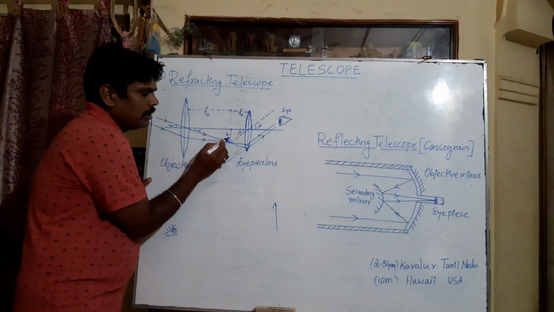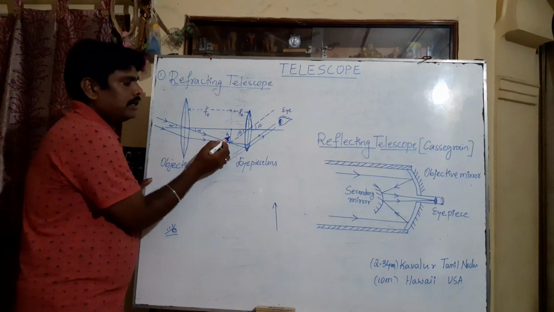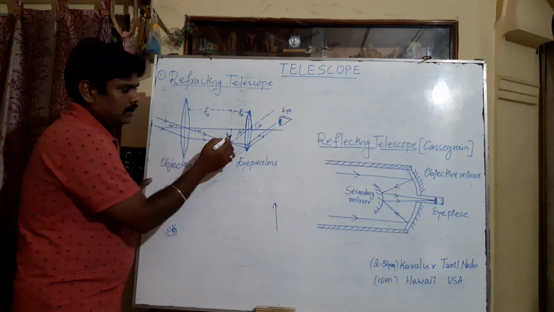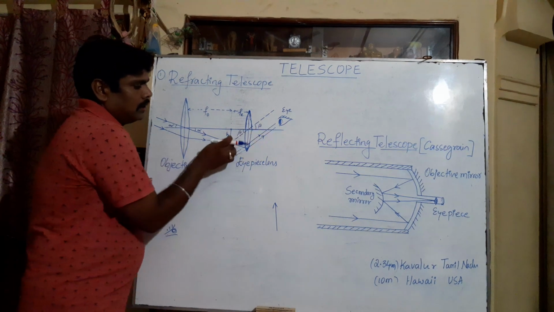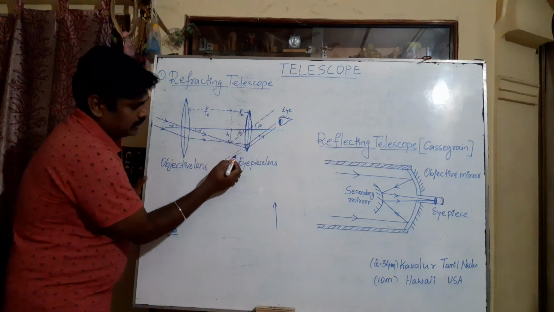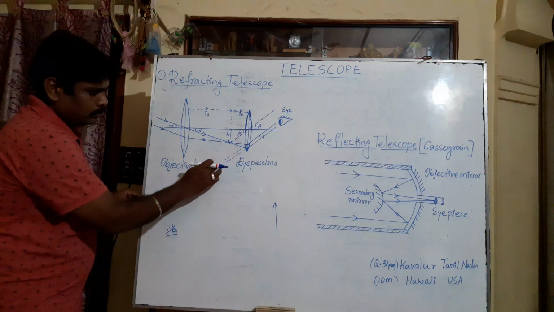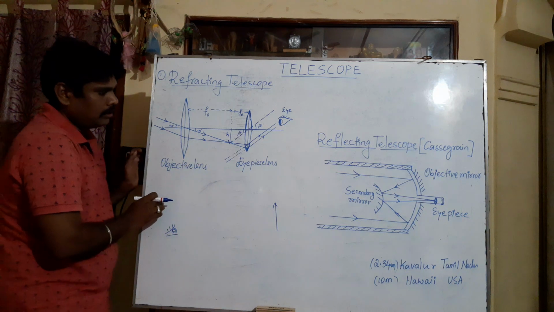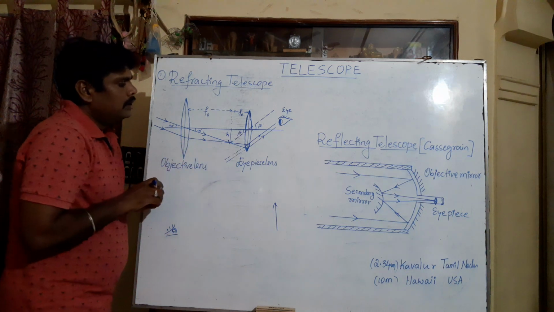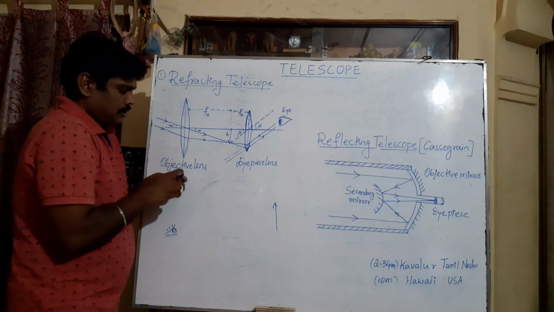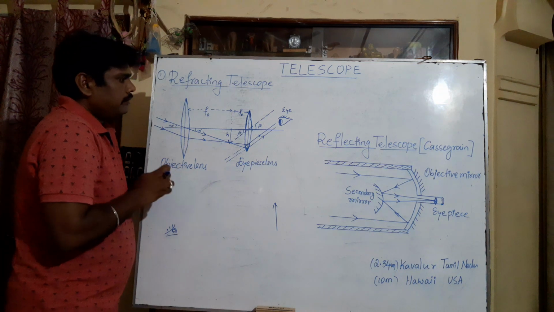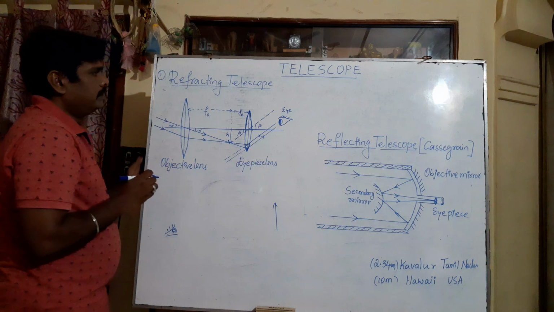Now this real image acts like an object for the second lens. Now we can clearly see the image in magnified form. See, this image is obtained at infinity. It is very large in size, so it moves up to infinity. Now, with the help of angular magnification, we are going to derive an expression for the magnifying power of the telescope.